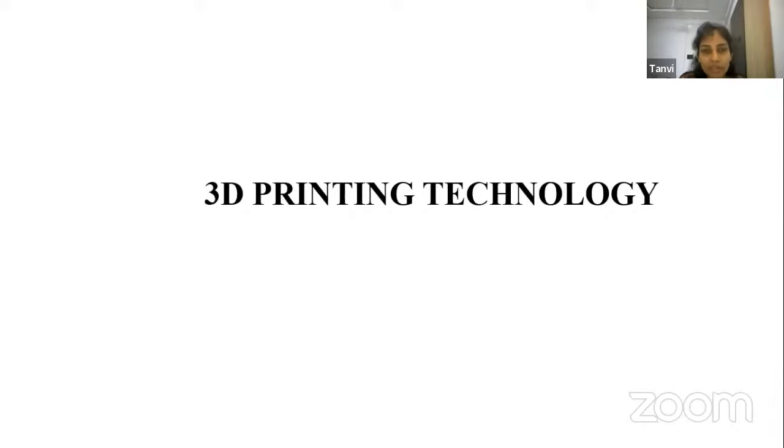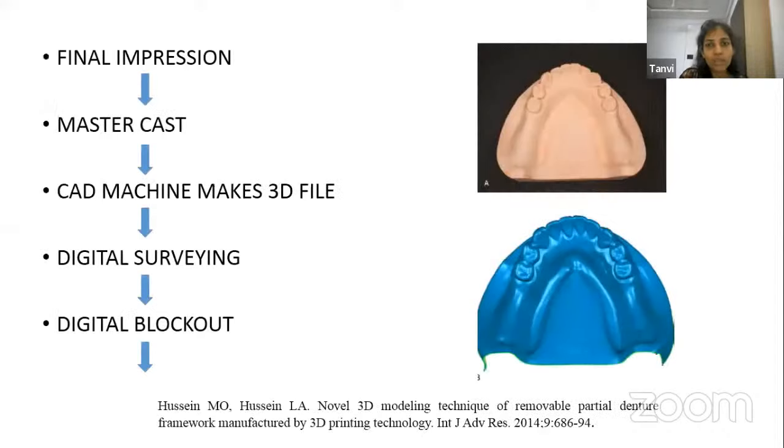As I said in the introduction, I will cover a little about the recent advances which have come into the market for cast partial denture framework construction, which is 3D printing technology. As you all listeners must be aware, 3D printing technology is basically based on computer assisted designing and computer assisted machining, which are the software that will do the further steps for the construction of the framework.